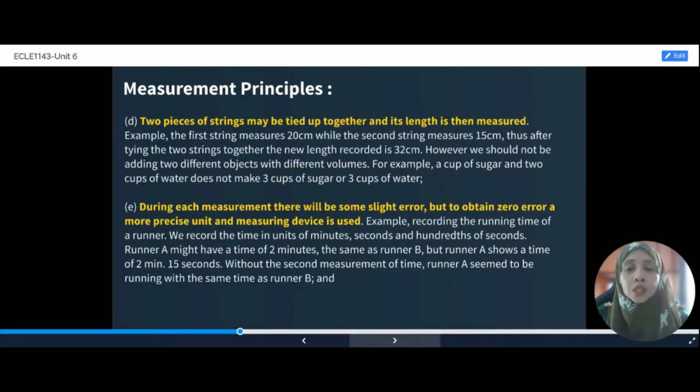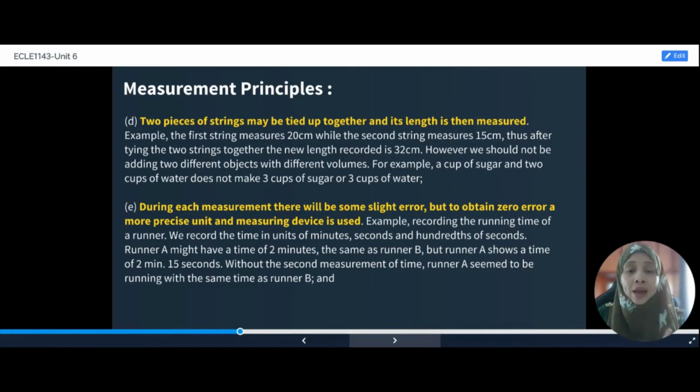Ada lagi? Two pieces of strings may be tied up together and its length is then measured. So, kalau ada dua tali, kita nak ukur, kita boleh ikatkan tali tu bersama dan dia punya ikat tu mungkin tak termasuklah dekat dalam kalau contoh tali pertama 20, tali kedua 15, sepatutnya kalau campur jadi 35, tapi because ikatan tu ada dekat tengah-tengah, dia dah pendek kan, so the new length recorded is 32 cm.